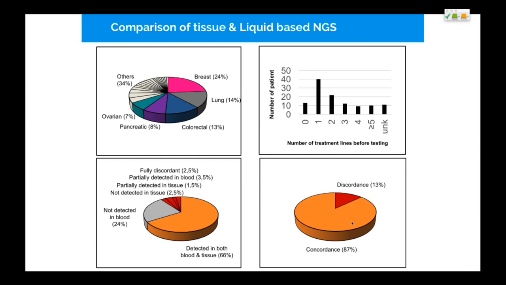And actually, at the end of the day, we observe that 87% of the variants were detected in the solid and liquid biopsy, and 30% were detected only either in the solid or the liquid, showing that actually the combination of both is really important for the patient.